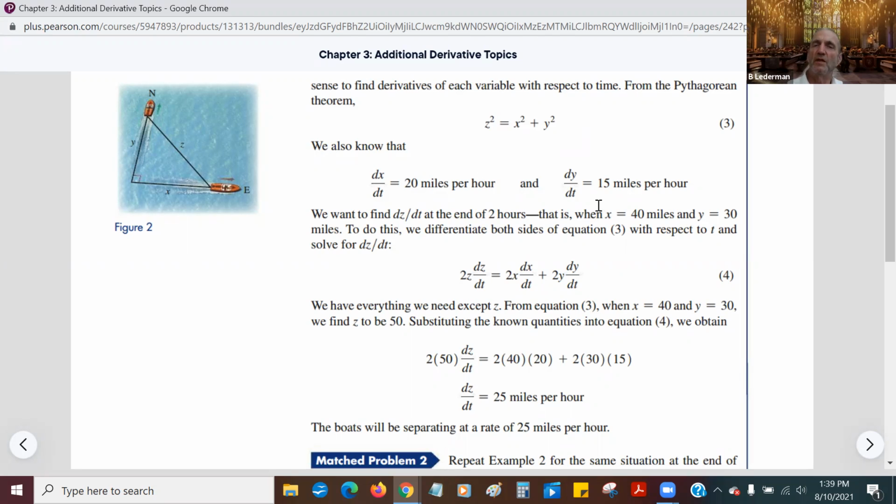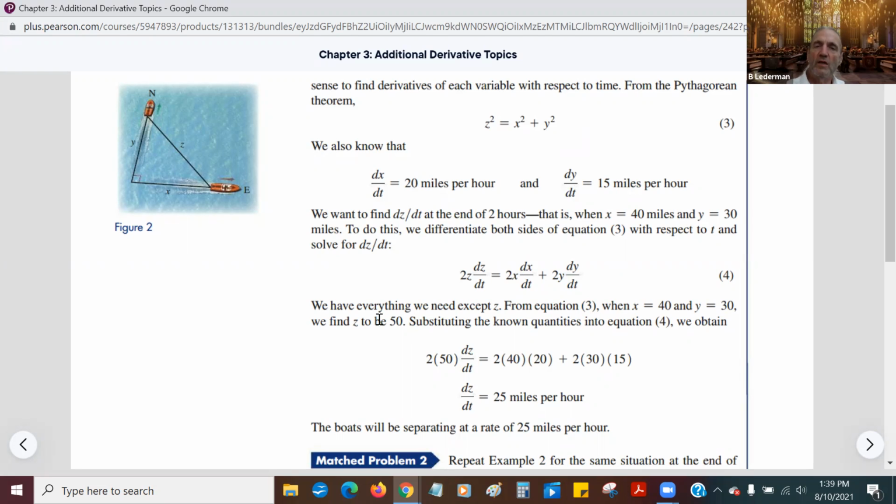I'm looking at the wrong things here. Sorry about that. X is going to be 40 and Y is going to be 30. I'm sorry, Z is going to be 50. I take it X is going to be 40, Y is going to be 30, and Z will be 50. It's kind of like a 3, 4, 5 triangle times 10, if you think about it.